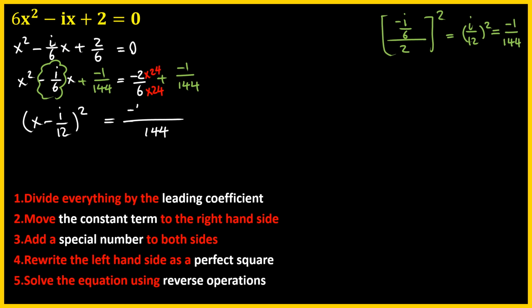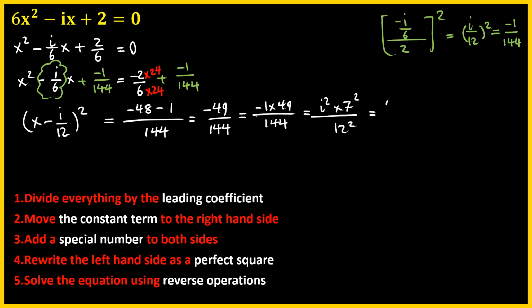So on the top, we will have negative 48 minus 1, which gives us negative 49 divided by 144, which is the same thing as negative 1 times 49 divided by 144, which is the same thing as i squared times 7 squared divided by 12 squared, which gives us (7i divided by 12) squared. And then if we take the square root of both sides, we get x minus i over 12 equals positive or negative 7i divided by 12.